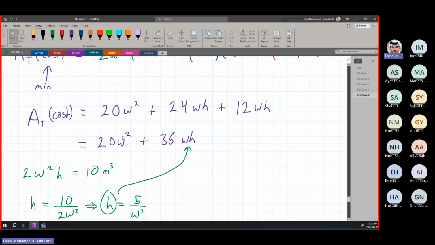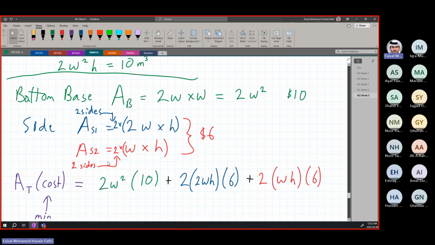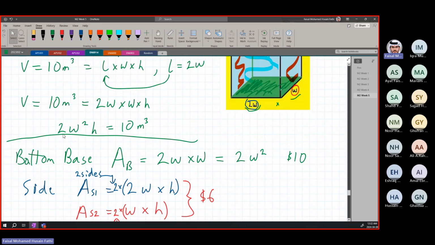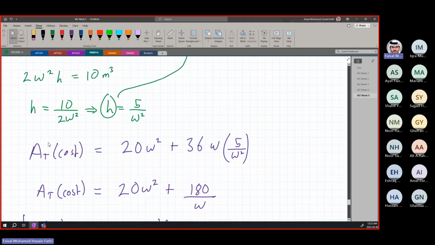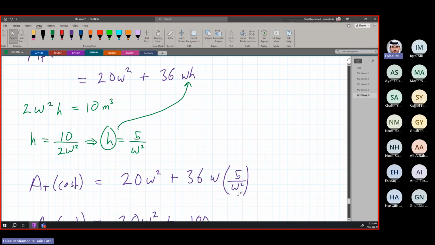We simplify this entire equation. Then we can use the original equation we found from the volume over here, 2W squared H equal to 10 meter cube, and solve for either W or H, whichever, it doesn't matter. When you solve for H in terms of W, it will be 5 over W squared. You will substitute it back into the cost equation. The reason we do this is so that the cost equation at the end will only have one variable, and you can differentiate in that variable. So it will only be in W here: 20W squared plus 36WH, where H is equal to 5 over W squared.